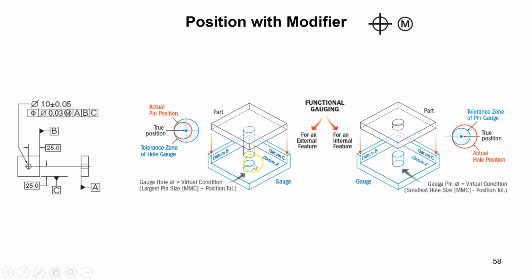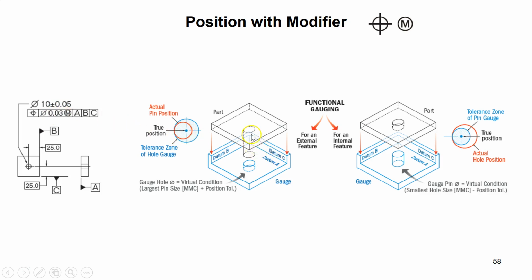This guy. It says it is the largest pin size MMC plus positional tolerance. Well, what does that mean? What is the largest pin size that I can have? It is going to be 10 plus 0.005, right? That is the biggest pin that I can potentially have. But guess what? This pin center can be off from the ideal, intended position by 0.03, right?